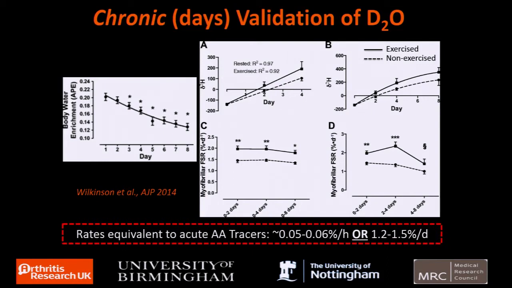And what was really important about this as well is that rates of synthesis were equivalent to amino acid traces which have been acquired, of course, over periods of hours, such that our turnover rates equated to around 1.2 to 1.5% per day.